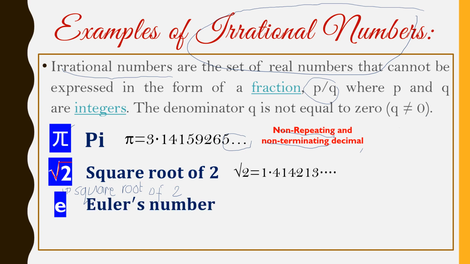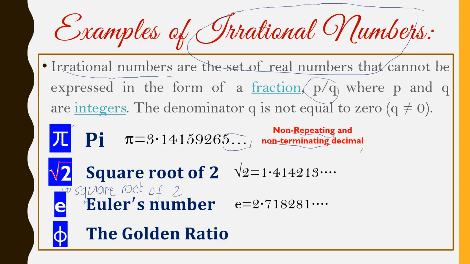Next is the value of e, or Euler's number, and it is also a non-repeating, non-terminating decimal. And of course, you have the golden ratio. It is very long, so we have an ellipsis. We should remove the extra dots here. Let me remove that.